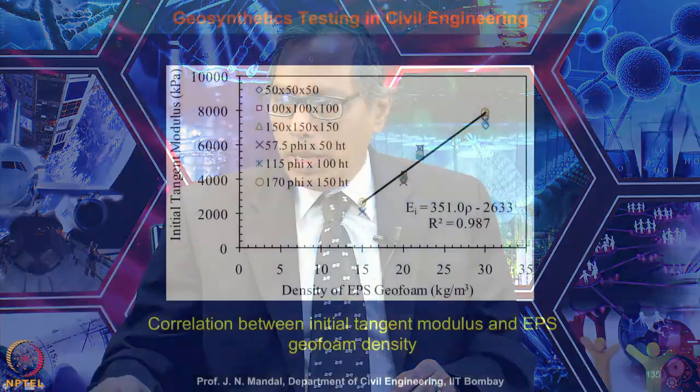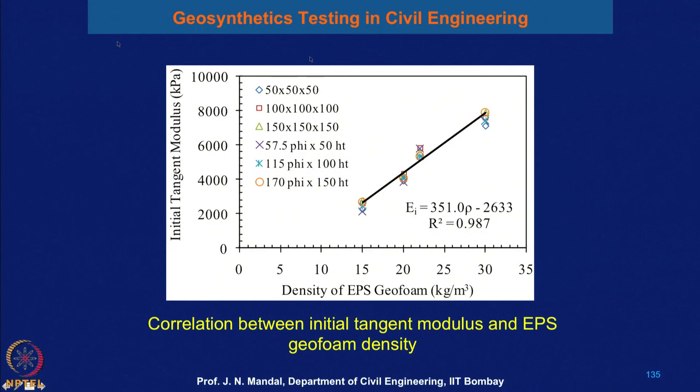I have discussed earlier how to determine the compressive strength of the EPS geofoam material and how you can calculate the initial tangent modulus at different percentages of strength. It may be 1%, 5%, 10%. And we have also discussed how to determine the density of the EPS geofoam. I will now show you a relationship between the EPS geofoam and the tangent modulus.